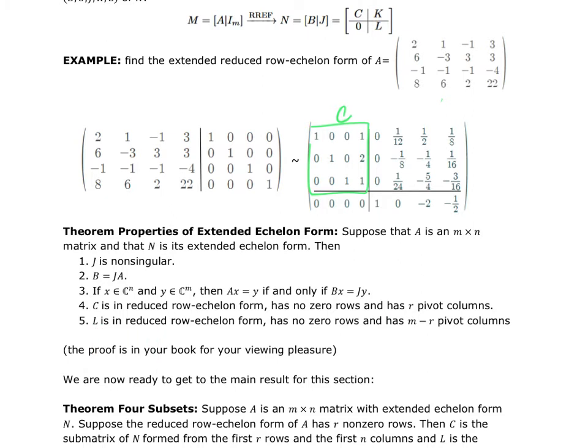L is in reduced row echelon form. This is L down here, and has no 0 rows, and has M minus R pivots. Now M is 4, and R in my example up here was 3. That means I should have 1 pivot, and that's true. So the proof is in your book for your viewing pleasure. Go ahead and take a look through that.